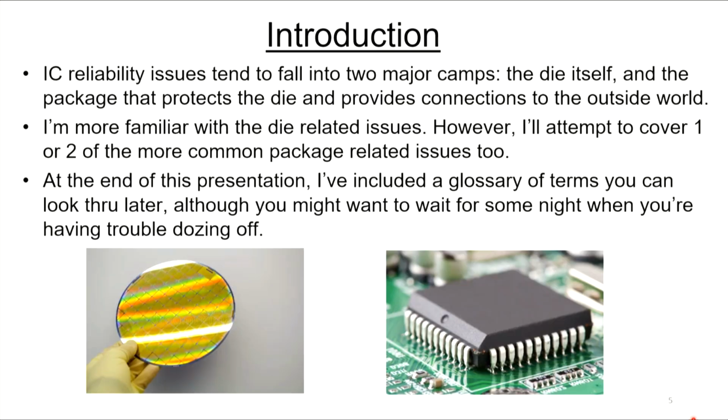IC reliability issues tend to fall into two major camps. You have the die itself, and then the package that protects the die and provides connections to the outside world. I'm more familiar with the die-related issues, and I'll probably spend more time talking about those. However, I'll attempt to cover one or two of the more common package-related issues also. At the end of this presentation, I've included a glossary of terms you can look through later, although you might want to wait for some night when you're having trouble dozing off.